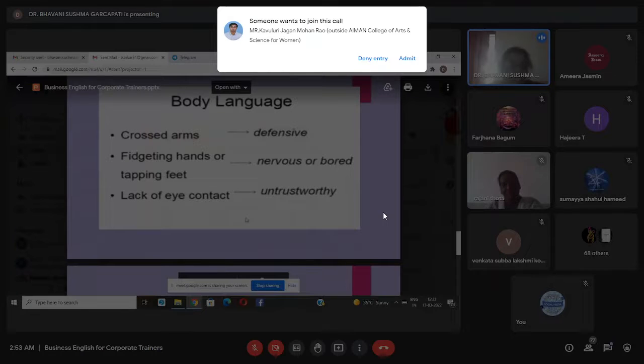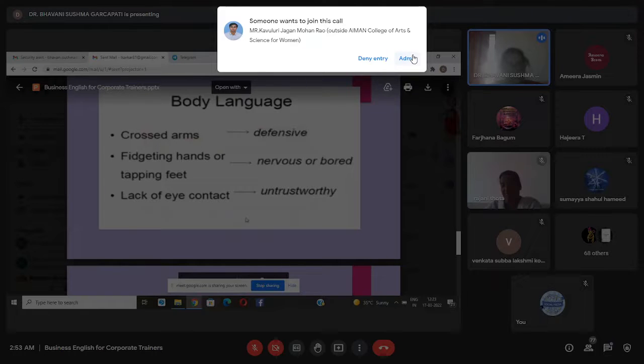And fidgeting hands or tapping feet should also be avoided. While speaking, we used to tap our feet, we used to sit with crossed legs. All this should be avoided, which shows the others we are bored, or a little nervous. It gives a negative attitude. So try to avoid all these things.